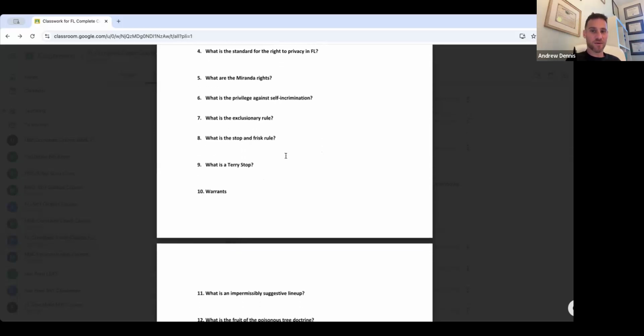What is the exclusionary rule? So the exclusionary rule means that evidence that was obtained unlawfully, without a warrant, without probable cause, must be excluded at trial. It must be suppressed. It doesn't mean that the case needs to be dropped. It just means it's an evidentiary rule that evidence needs to be suppressed because it was obtained unlawfully.